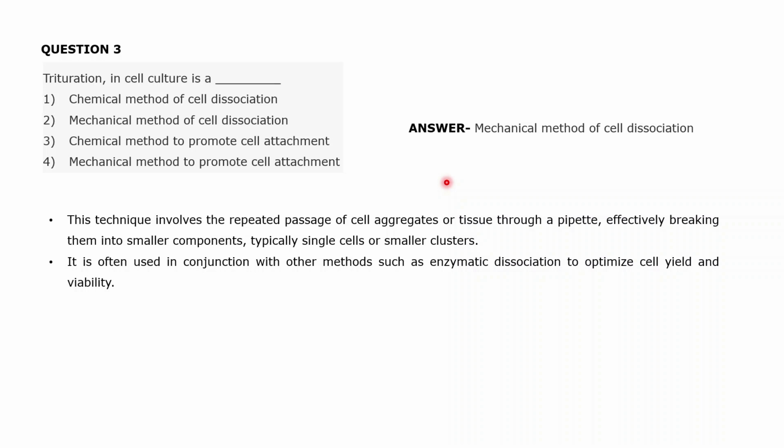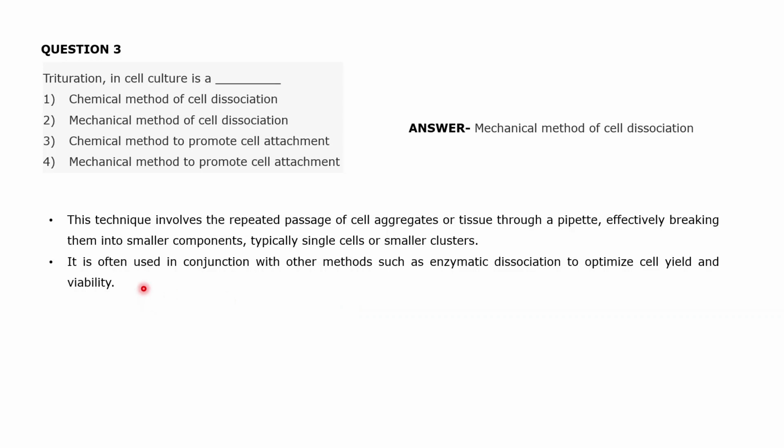So in case of fetal tissue, like brain tissue obtained from a fetus of a rat or mouse, whatever you are looking at, you mildly vortex it and then pipette it in and out, providing a mechanical stress there, right? So this effectively breaks them into smaller compartments, typically single cells or small clusters. Sometimes it is also used in case of enzymatic dissociation to optimize cell yield and viability.